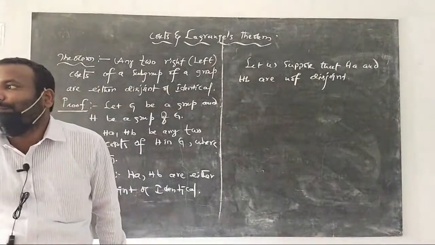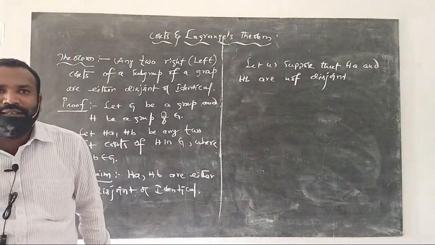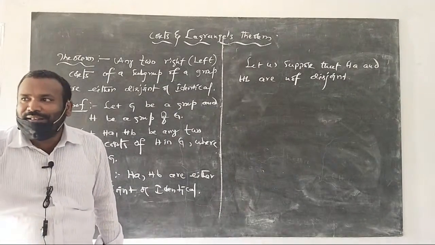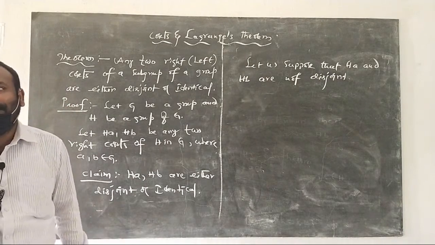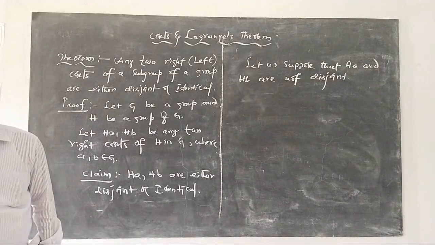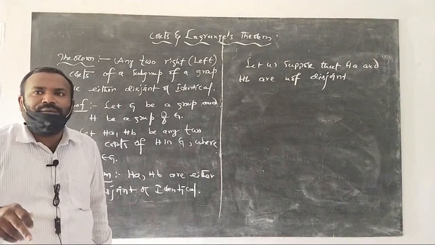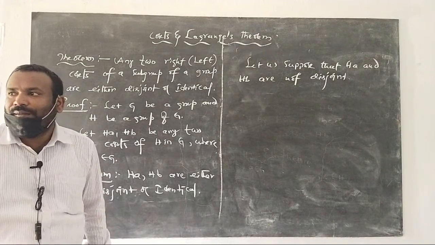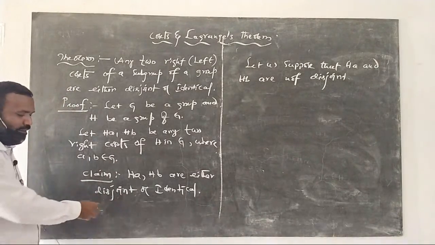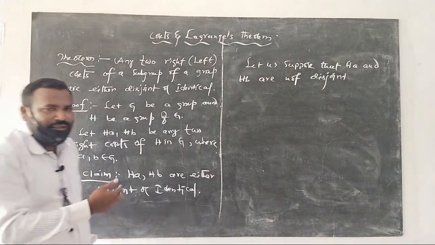So what must we prove? When they are not disjoint, they must be identical. That is our claim. Otherwise, you could start with they are not identical, and then what we shall prove is that they must be disjoint. You can start either way. So we are starting with they are not disjoint, and when they are not disjoint, they must be identical. That is what we have to prove.